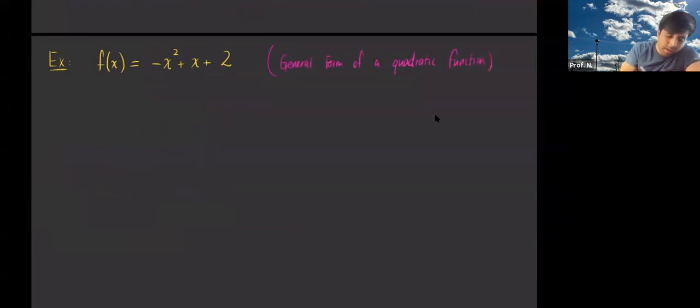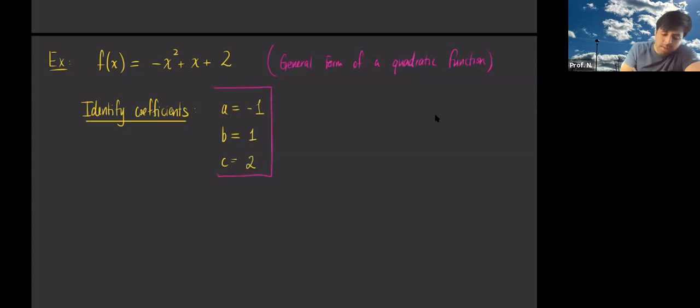Then what am I interested in? I'm interested in the coefficients. So first I want to identify the coefficients. What do I know? I need to know the A value, my B value, and my C value. I just have to look at the function and realize that my A value is negative 1, my B value is 1, and my C value is 2. So there we go, I got my A, B, and C values.